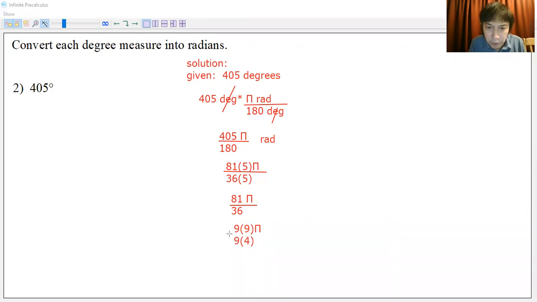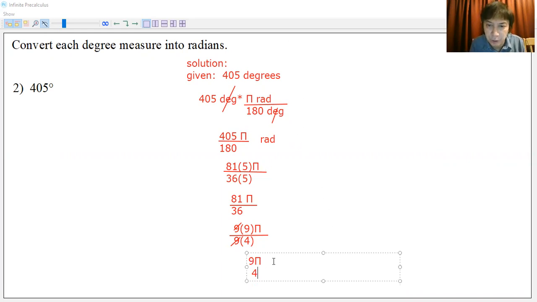And you see the 9 cancels out with the 9, okay? You can cancel out the 9 here. And we will have our final answer 9 pi over 4. So this will be 9 and then pi over 4 there.